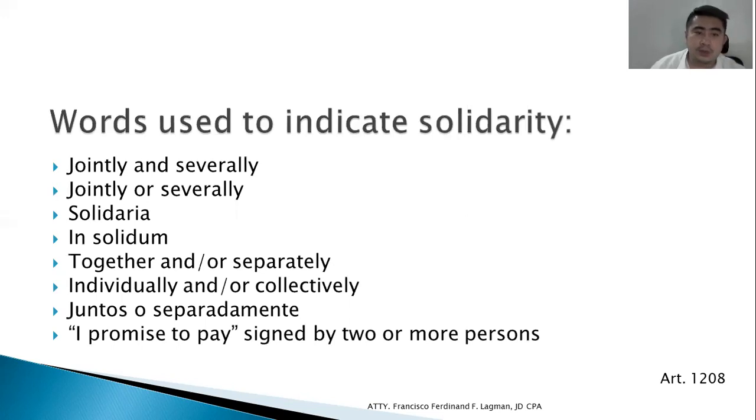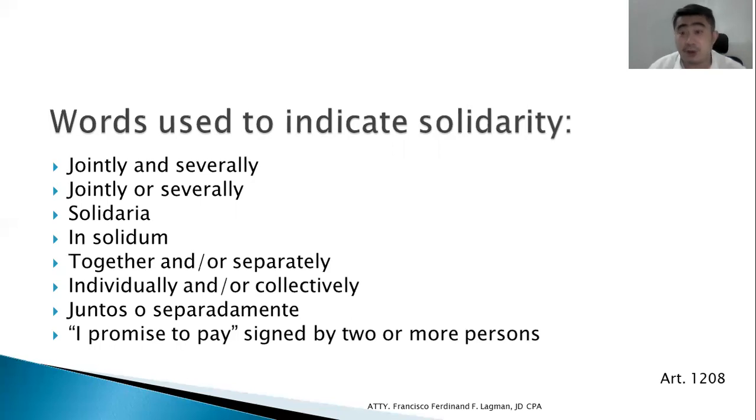So what are the words used to indicate solidarity? We have jointly and severally, jointly or severally, solidaria, in solidum, together and/or separately, individually and/or collectively, juntos o separadamente. It's Spanish. I promise to pay, signed by two or more persons.